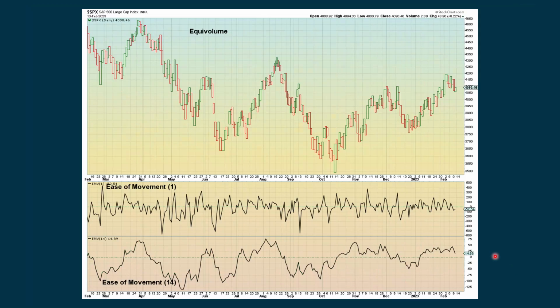Ease of movement just looks from one day to the next, showing that we were down in Thursday and Friday's session. Then going back 14 periods, we're still above this zero line, so that's positive, but we are declining.